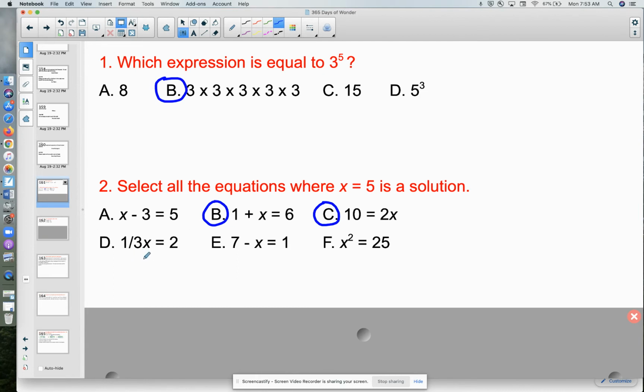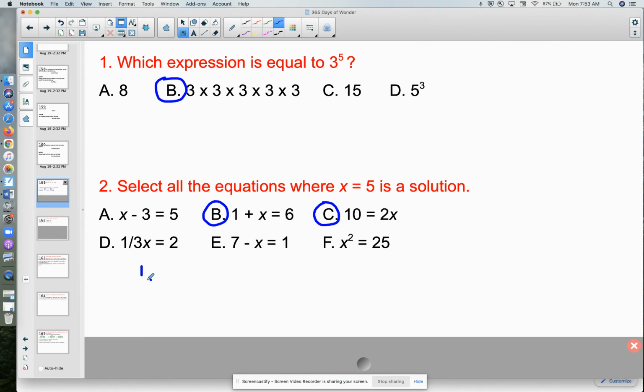1/3 times 5 equals 2. Well, let's figure it out. So 1/3 times 5. And then remember, if it's a whole number, we can just make it into a fraction, equals 2. What's 1 times 5? 5. What's 3 times 1? 3. No, that doesn't equal 2. 5/3 is actually like 1 and 2/3. So that's not right.